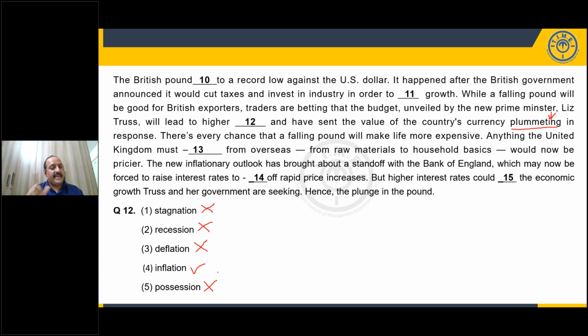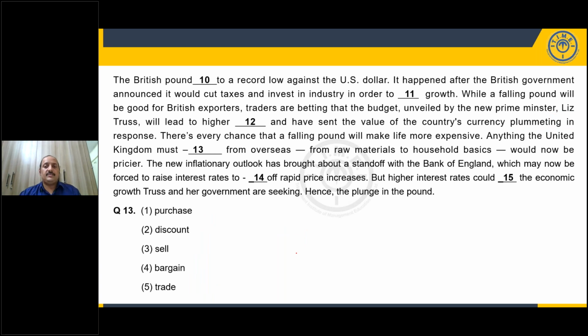So I'll just repeat, stagnation is inflation with a stagnant growth or a stopped growth. That would be incorrect. Recession is when the economy stops growing. That would be incorrect. Deflation is fall in prices. But I need inflation, which is rise in prices. So option number 4. Okay, will lead to higher inflation and have sent the value of the country's currency plummeting in response.